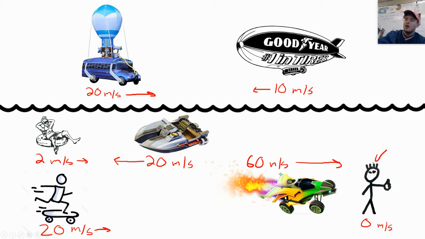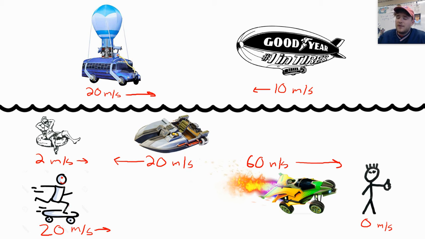What we want to dive into is, what's the speed of things if we were to switch the reference frame? What do I mean by that? Well, what's the speed, for example, of this battle bus to the hitchhiker? It's 20 meters per second to the right. But what's the speed of the battle bus to the skateboarder? That's going to be different. This guy's going to have a different view of the speed of this bus than the hitchhiker does, because the skateboarder is moving.